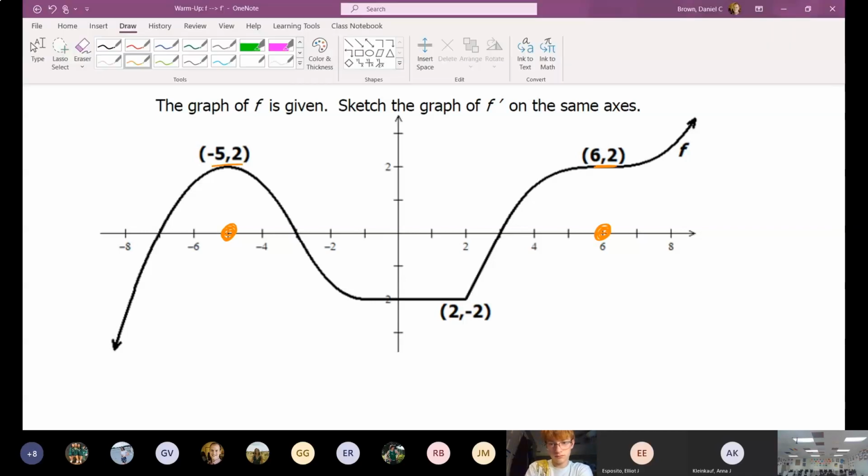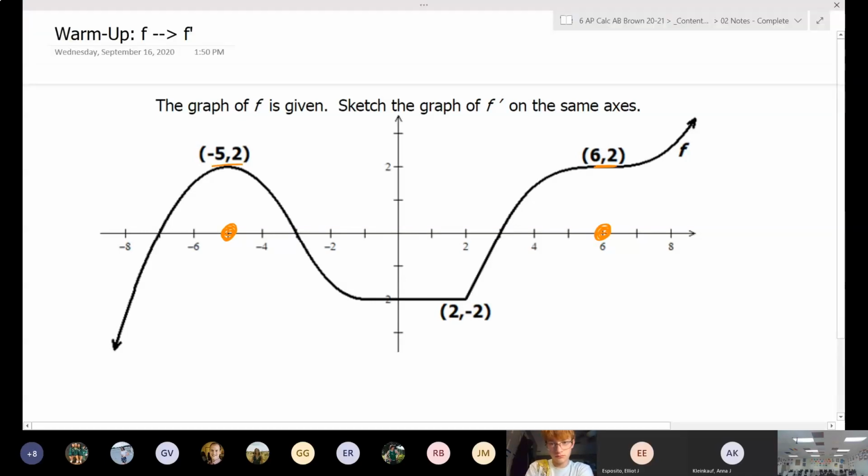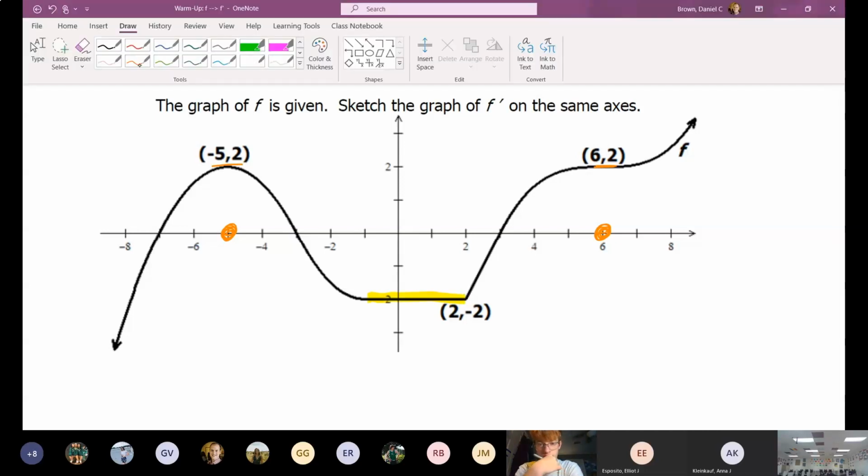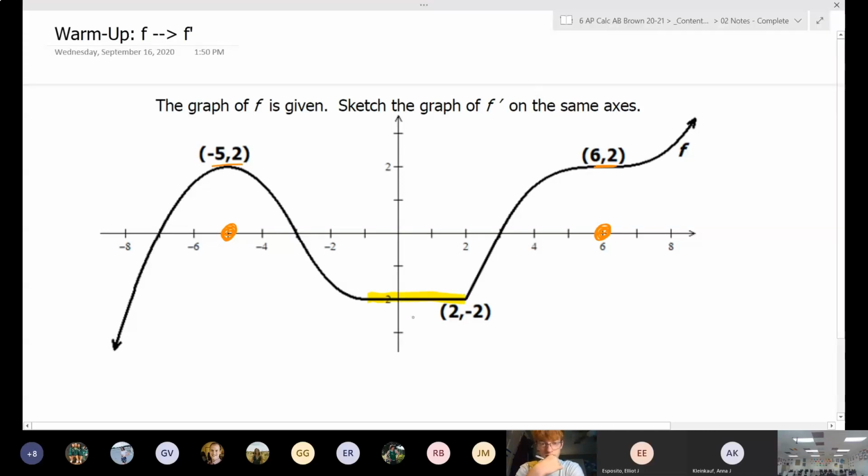And then this one also has kind of a weird thing going on. This whole section, a little bit after -1 all the way up to 2, that whole section has a slope of 0. We know that the derivative is the slope. So I know that along this whole section, the derivative is equal to 0 as well.